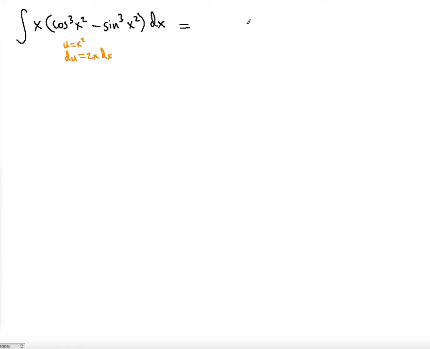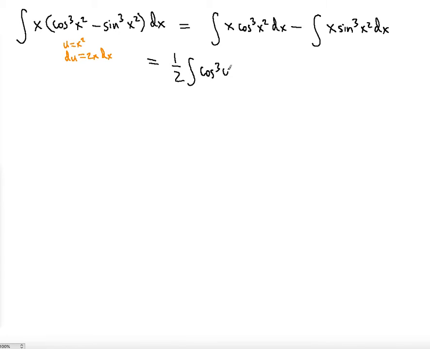We can split this integral as x cosine cubed x squared dx minus x sine cubed x squared dx. So as you can see, using the u substitution, the du is 2x dx, so we're going to need a half in each case: 1/2 cosine cubed u du minus 1/2 sine cubed u du.